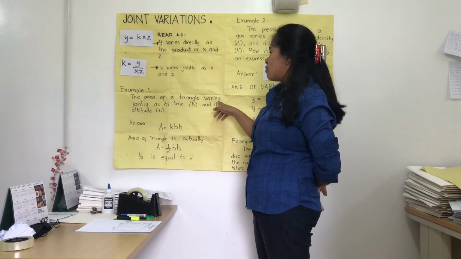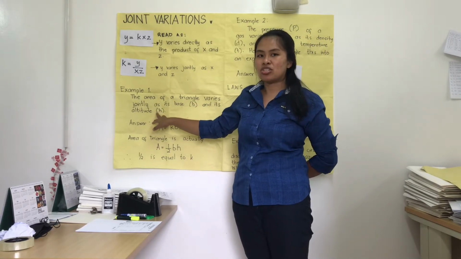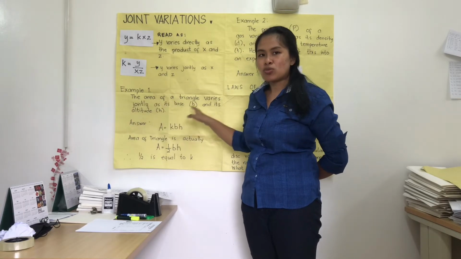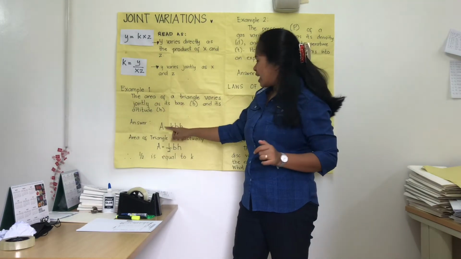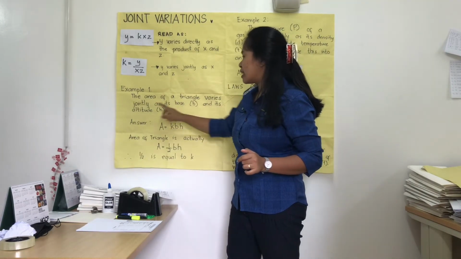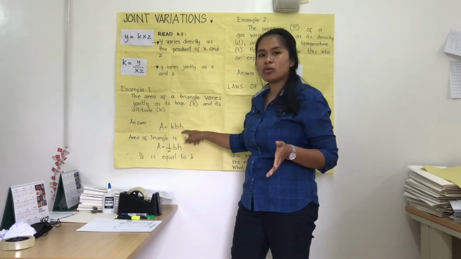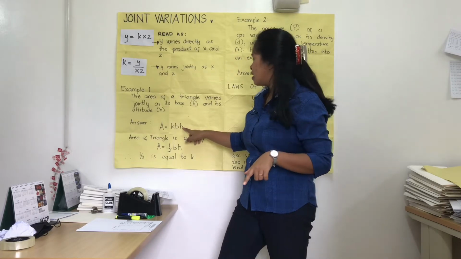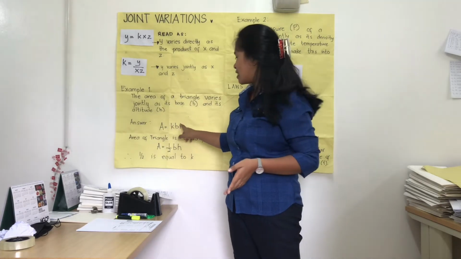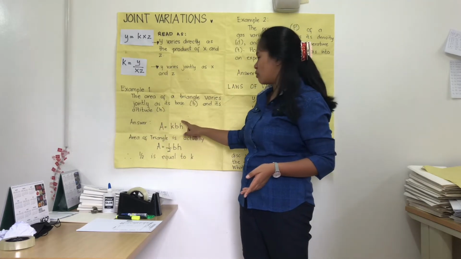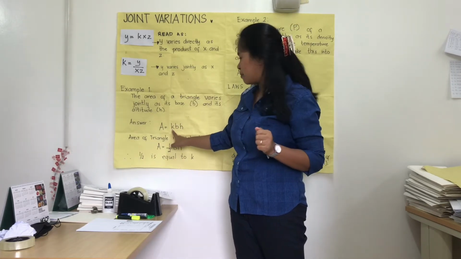The area of a triangle varies jointly as its base b and its altitude h. So, from this word problem, we can get this answer. So, the area of a triangle A varies jointly. When we say varies jointly, it is on the other side of the equal sign and they are multiplied as its base and its altitude. So, it is written like this, right? It is represented by this equation. We should not forget the constant k. It should always be here, right?